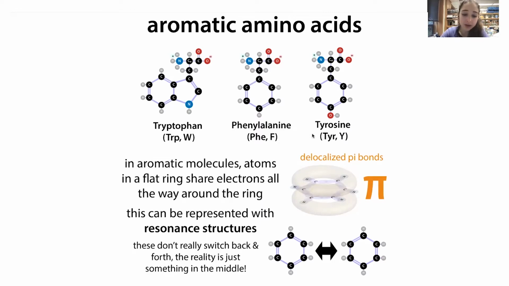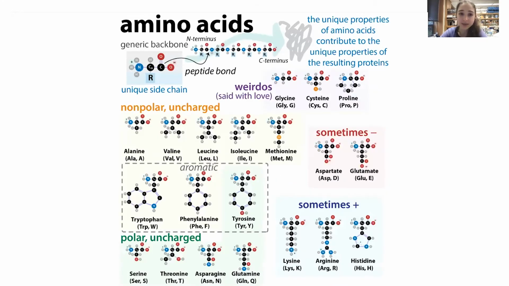So if we look at how we can classify amino acids, all three of these were aromatic, but tyrosine's special in that it's polar. And it's polar because it has this OH.